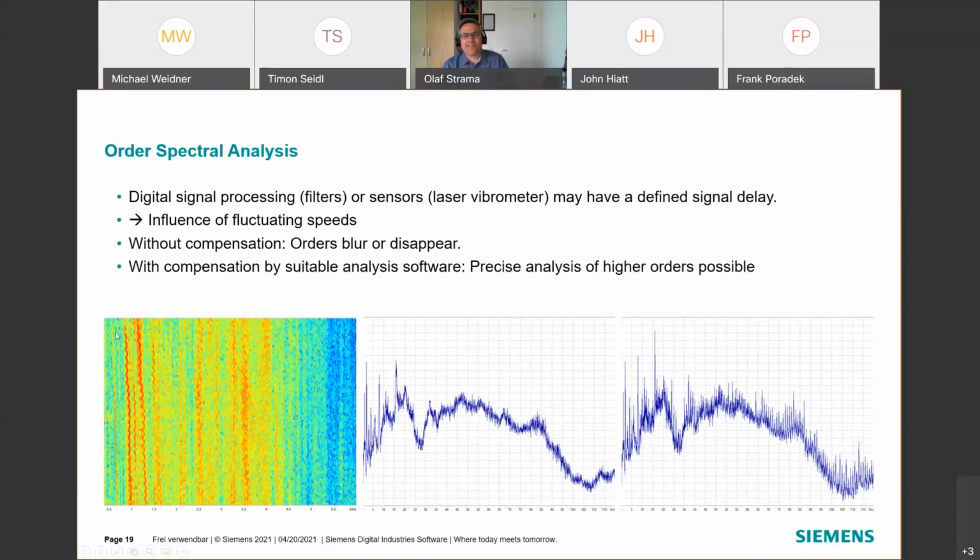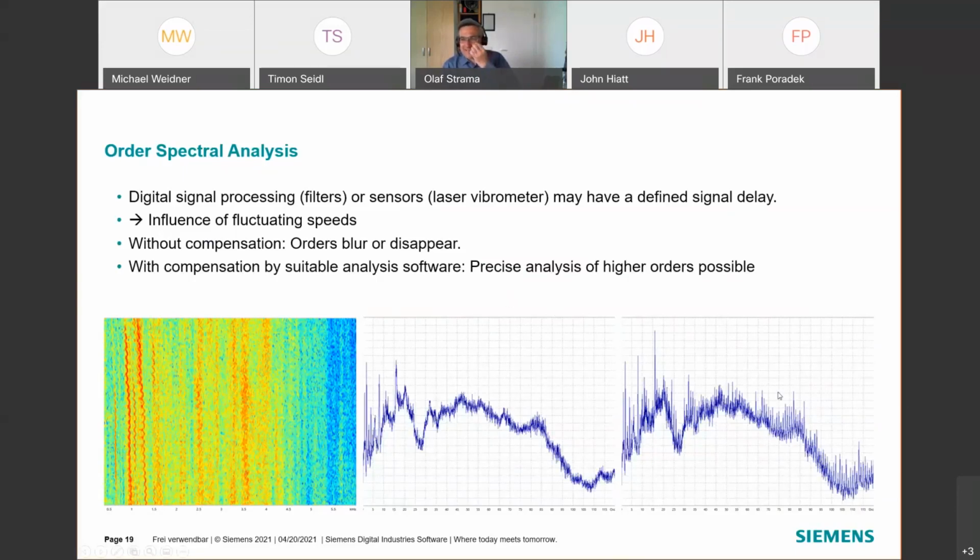If we do not exactly synchronize on this behavior, we see an order spectrum like this. We see some lower orders and the others start to blur and disappear. But if we really synchronize on exactly this behavior by removing all delays between tacho and the signal itself, we get real sharp orders that can be assessed very precisely.